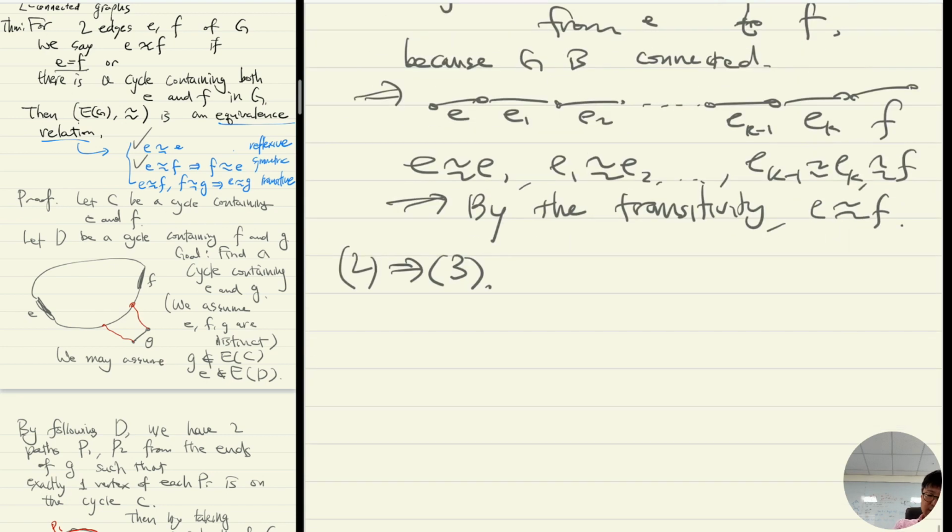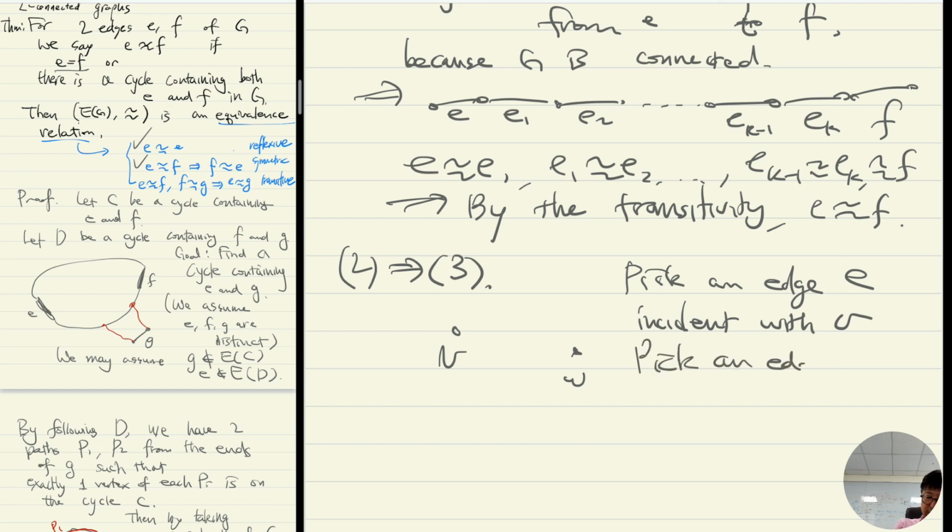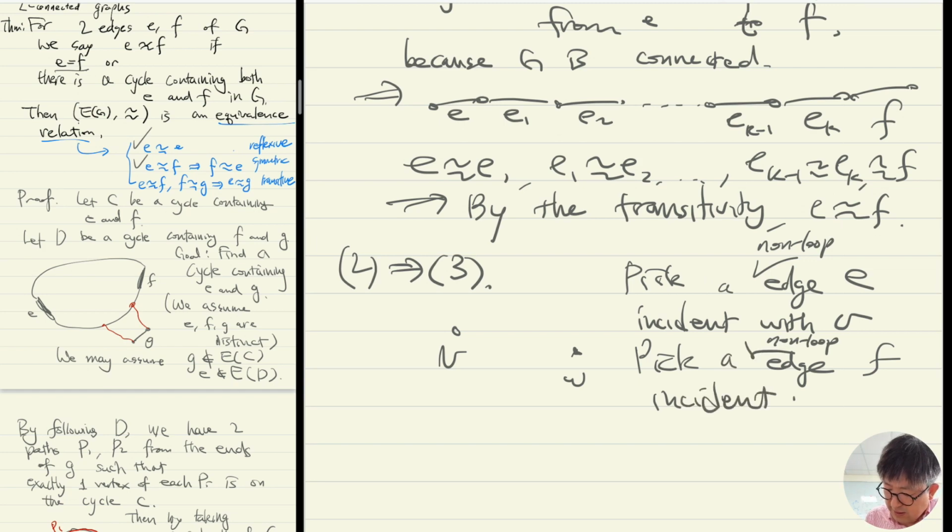How about 2 implies 3? If you have two vertices V and W, we pick an edge E incident with V, and pick an edge F. I want to choose a non-loop edge incident with W.